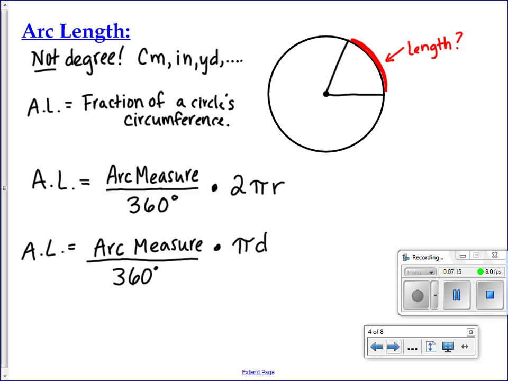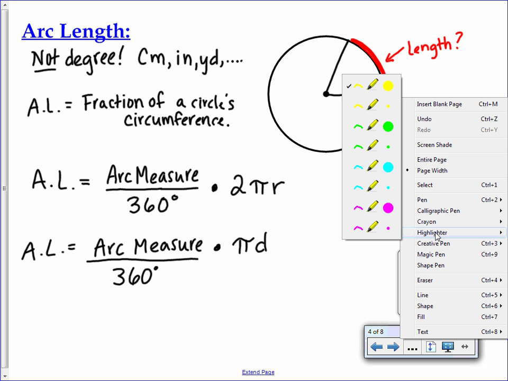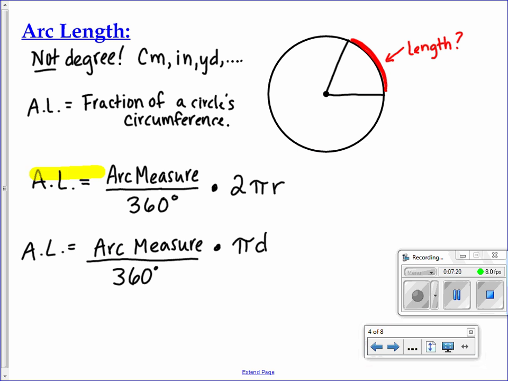So I'm going to get my highlighter out. I'm just going to highlight both of these. You can stick with one, you can stick with both of them, depending on whatever info I give you, it does not matter. All right, so let's actually do some examples so it makes a little bit more sense.